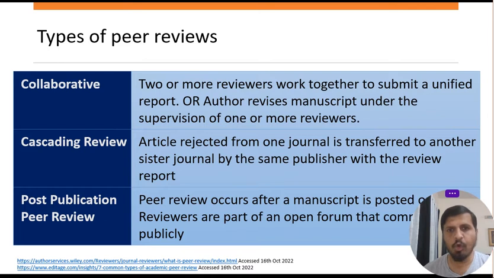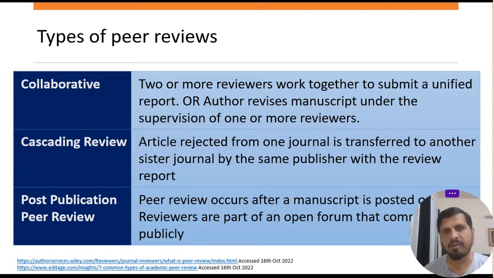Collaborative peer review is of two types. In the first type, two or more reviewers would work together to submit a single report and they would disclose it to the editorial office. Or some journals have made a collaborative platform in which the author revises the manuscript under the direct or indirect supervision of one or more reviewers. And as soon as they do the revision, the reviewer is going to get notified. He or she can accept the changes and then they can move forward. That is the collaborative peer review process.